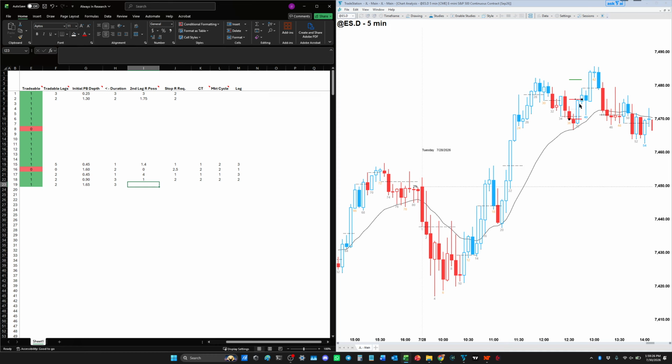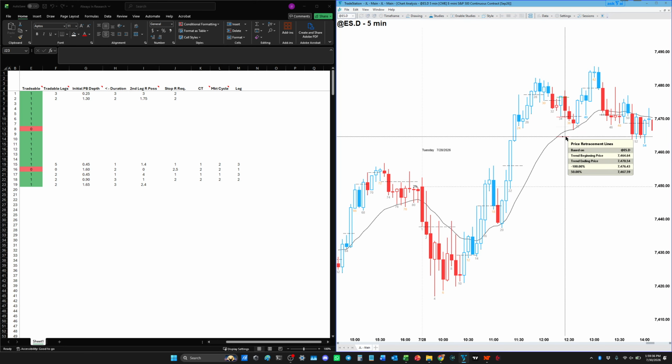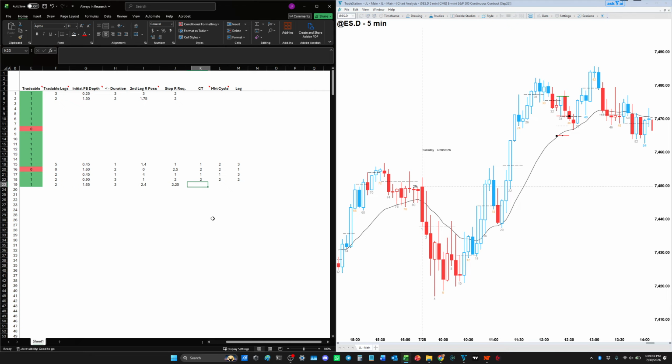So anyways, let's say 2.4 R was possible, give or take. The stop required. Well, here's my 1 R range. I would say a 2 R stop would have been ideal, maybe 2.25. Is it counter trend? No, it's actually with trend. It's long, so this is actually with trend. But it might be against the trend.